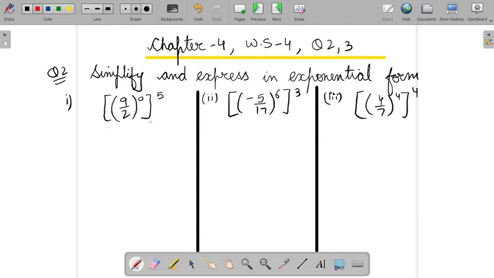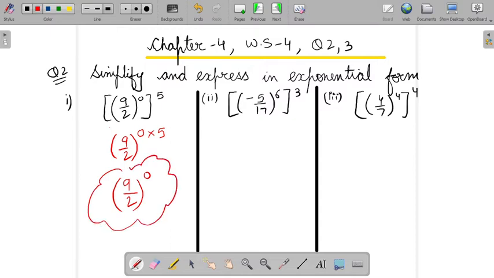Observe the first part. Can we use any law here? Yes, we can use the law here. 9 by 2, and one power is inside and one is outside. So what will you do? You will multiply them together. So 0 multiplied by any number would be 0. So this would be the answer. We will not write this number anything power 0 as 1 as an answer, because in the question they have asked to write it in exponential form or power form.